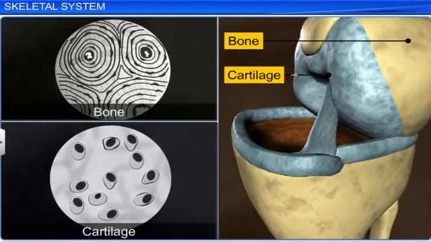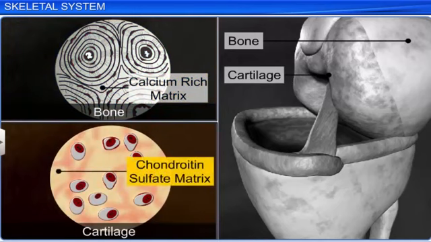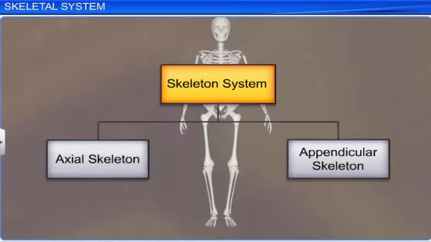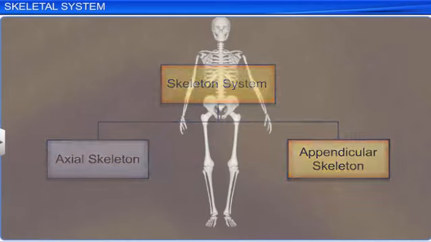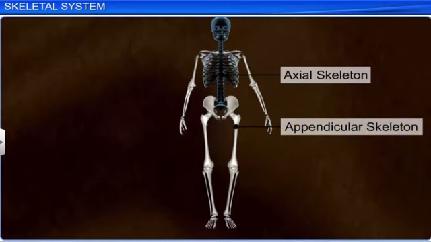Both bone and cartilage are specialized connective tissues. However, bone has a hard, non-pliable matrix due to the presence of rich calcium salts, while cartilage has a pliable matrix due to chondroitin salts. The skeletal system has two main divisions, the axial and the appendicular skeleton. The axial skeleton includes the basic central framework of our body, while the appendicular skeleton includes the bones of the limbs and their supporting girdles.